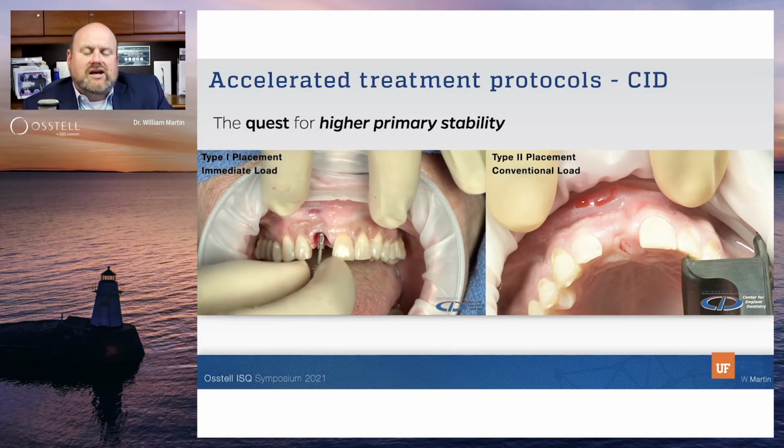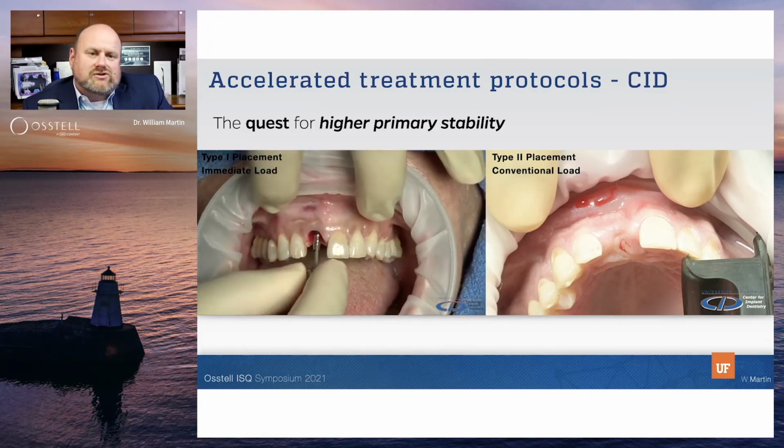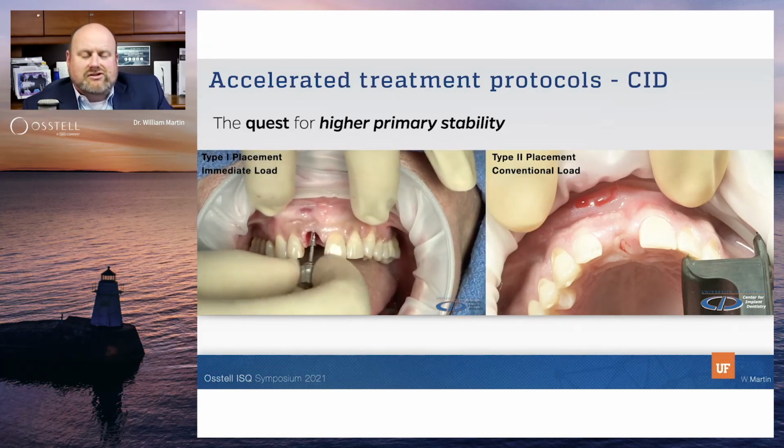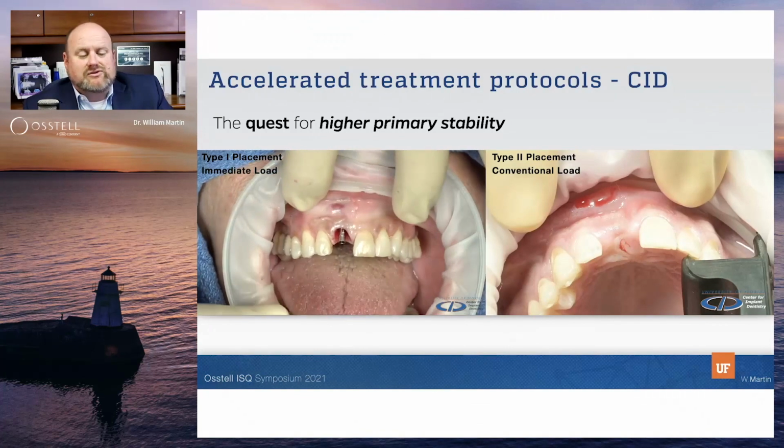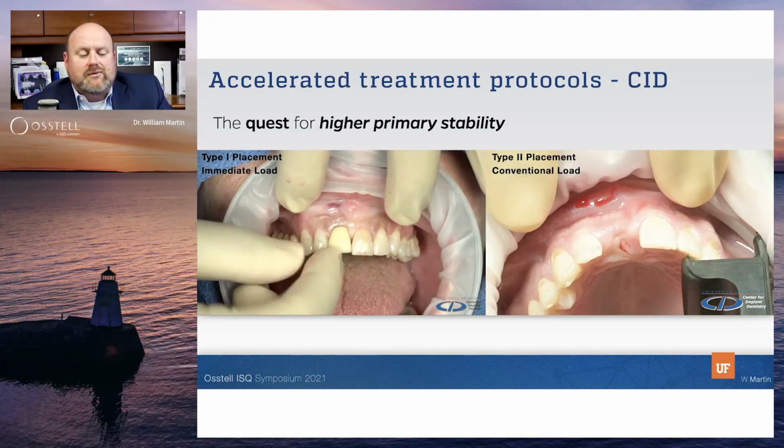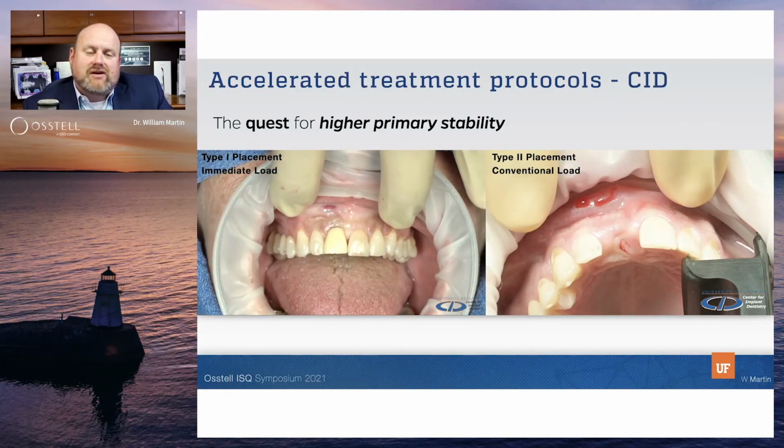So you can see an Osstell Smart Peg was used. We determined that this implant had good stability. And now we're going to move forward with actually a prefabricated restoration. This was a fully digital workflow, and we had everything prefabricated prior to going to surgery.